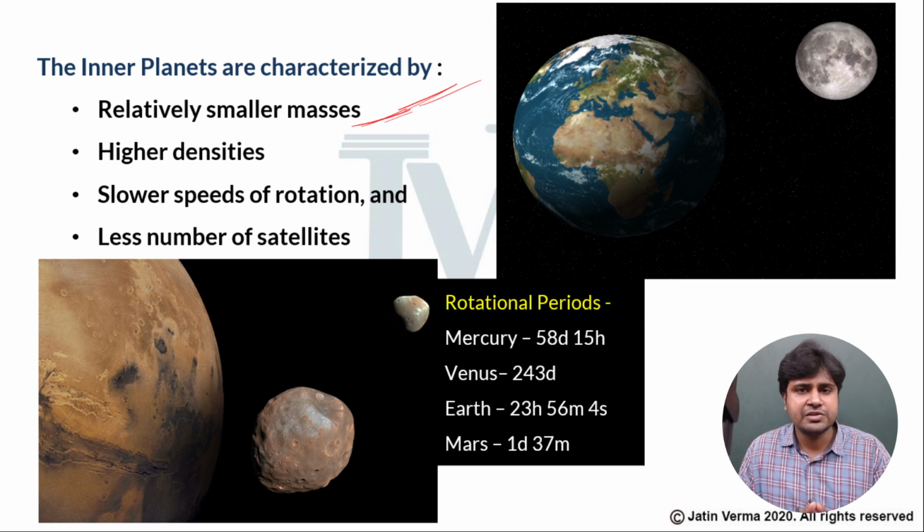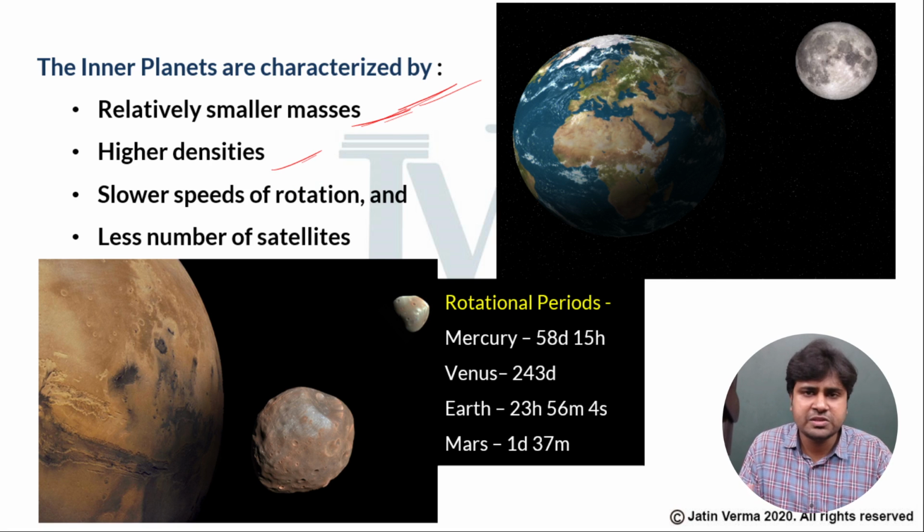Now, the Earth is very small compared to Jupiter. Jupiter, Saturn, Uranus, and Neptune: these 4 planets have very high masses. These are very large planets. So, compared to these 4 planets, Mercury, Venus, Earth, and Mars are very small. They have very small mass. Clear? Next, they have higher densities.